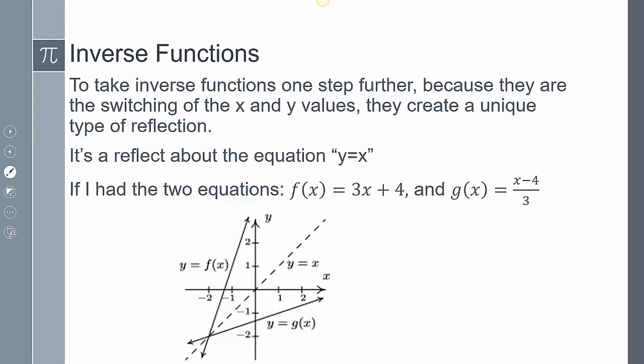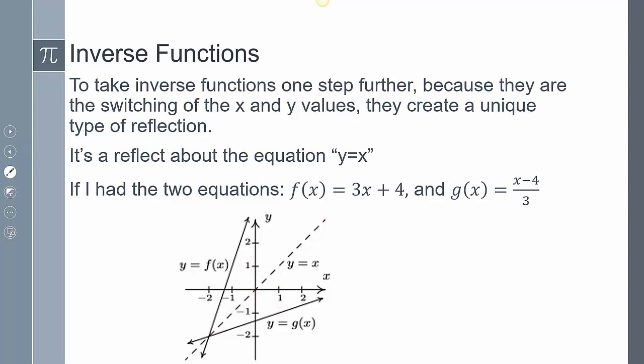Now visually, this is an example of that. If I took my f function, which is 3x plus 4, and my g function, which is (x minus 4) over 3, and I graphed them, to take the inverse functions, all I did was swap the x's and y's. When you do that, you get this reflection about the line y equals x. Looking at this graph, you can see there's the line y equals x, and there's a reflection happening over it.